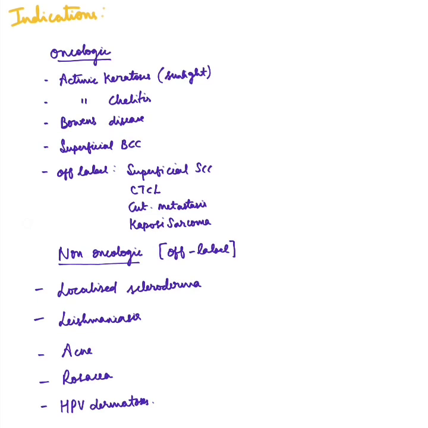Coming to indications, the main indications for photodynamic therapy are oncologic; the rest are all off-label indications. Even among oncological conditions, actinic keratosis, actinic cheilitis, Bowen's disease and superficial basal cell carcinoma are some of the approved uses, whereas some off-label oncological conditions such as superficial squamous cell carcinoma, CTCL, cutaneous metastasis and Kaposi sarcoma are also treated using photodynamic therapy. In actinic keratosis, we can use sunlight as the light source.